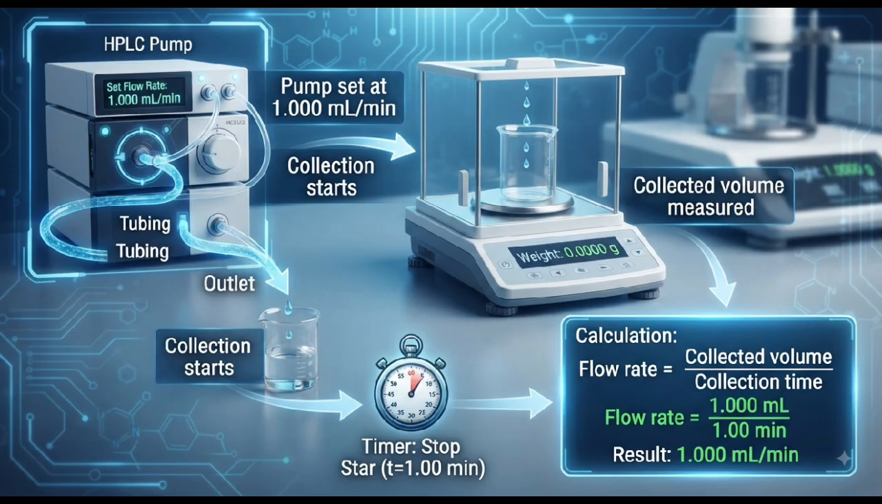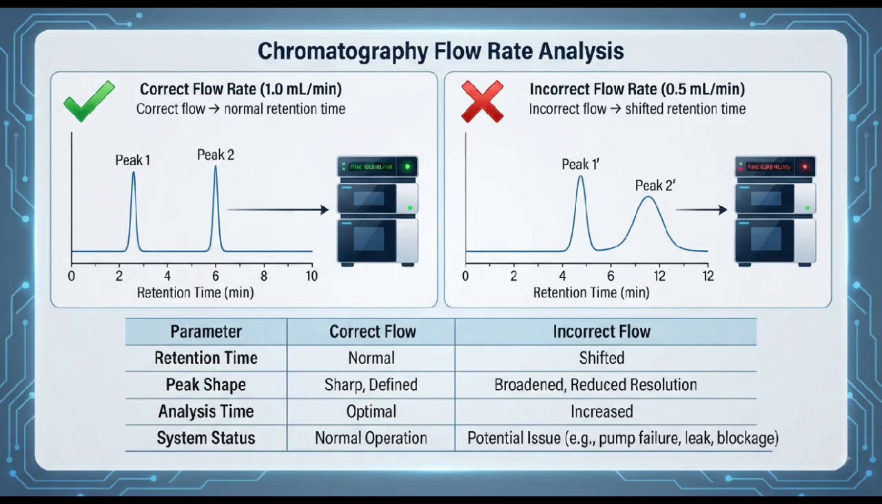The measured flow rate is calculated using flow rate equals collected volume divided by collection time. For example, if 10.05 ml are collected in 10 minutes, 10.05 divided by 10 gives approximately 1.005 ml per minute. The result is then compared with the acceptance criteria defined in the approved calibration procedure. The actual procedure, collection method, stabilization time, and acceptance limits should always follow the approved SOP.